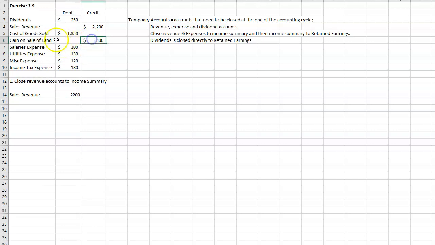Then look for more. I have another credit here for gain on sale. That's a type of revenue. It also needs to be closed out. So I'm going to debit gain on sale of land. And then the total, I'm going to credit, make sure you indent a little bit, to income summary.